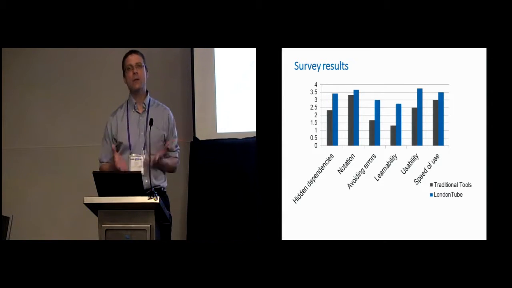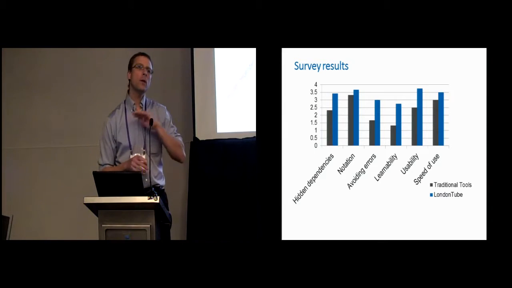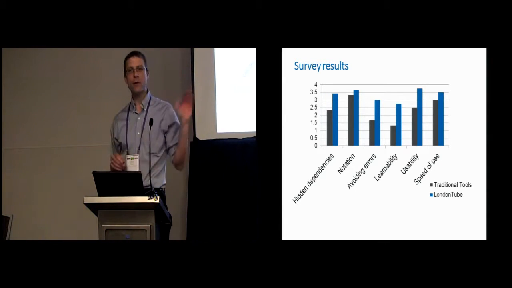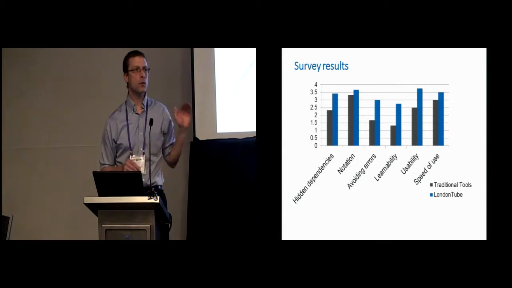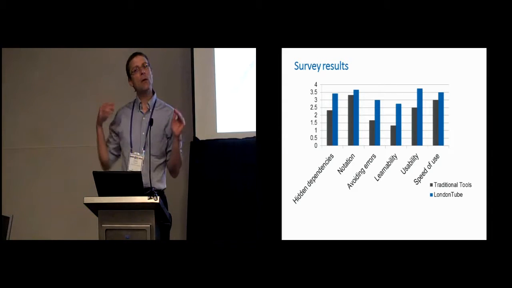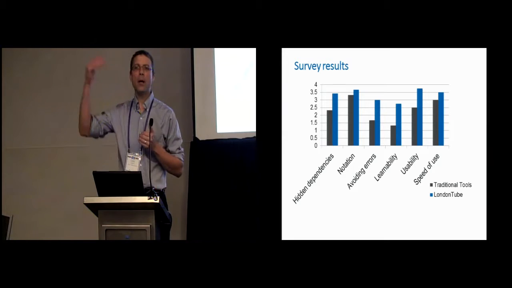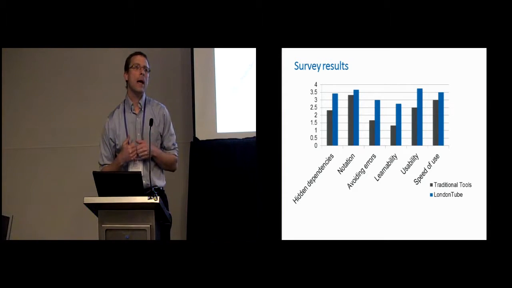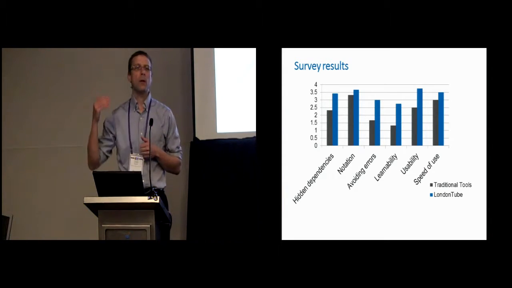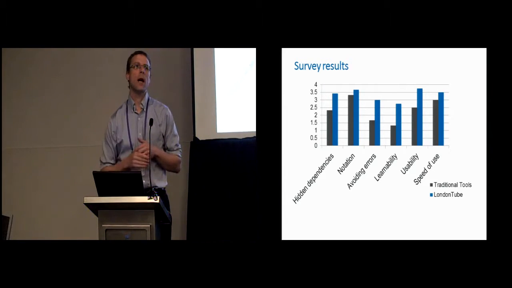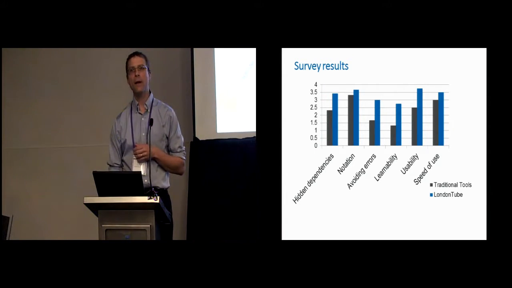Obviously, with this small of a sample, we couldn't do a statistical test. So what we did instead was compute, for each one of these categories, the average given by our CS students with traditional tools. Then we counted how many ratings our LondonTube users gave that were above or below this average. I think they had 21 above, one below, and 2 of them were tied. So the ratings were far above average for LondonTube.